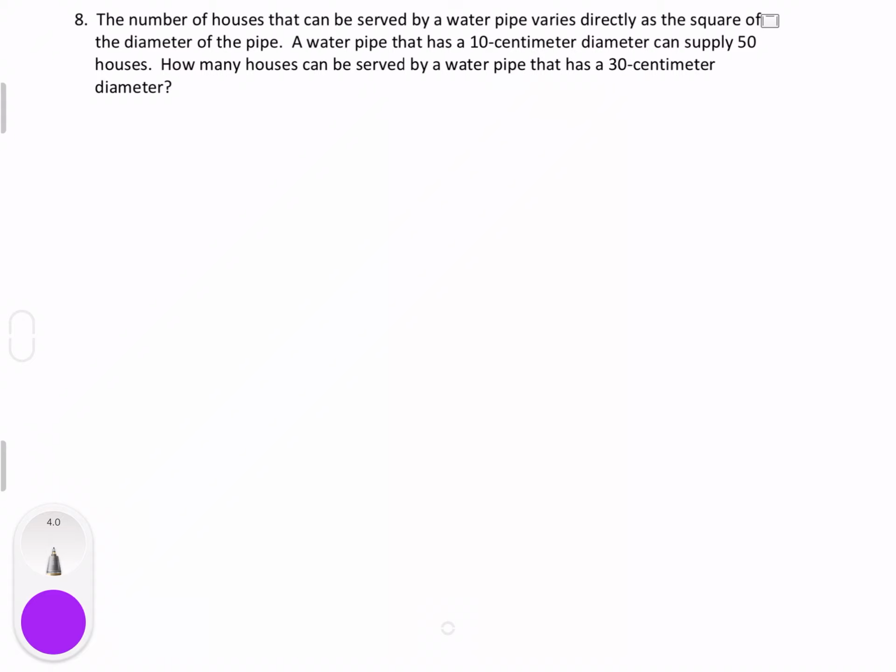So the number of houses that can be served by a water pipe varies directly. Remember, when we see varies directly or directly proportional, we know that we're using our general equation, let's write this over here, y equals k times x. So that's the general form that our equation is going to take on.